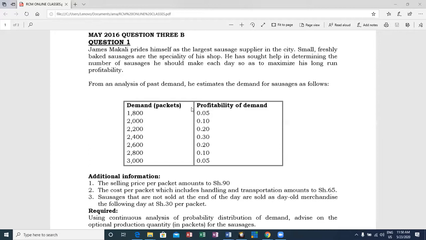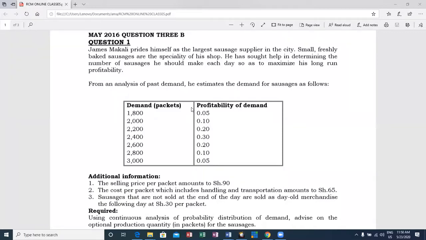It's probability. So we have 0.05. We have 0.1. Next, we have 0.2. After 0.2, ladies and gentlemen, we have 0.3. From there, we have 0.2. From there, we have 0.1. And then we have 0.05.